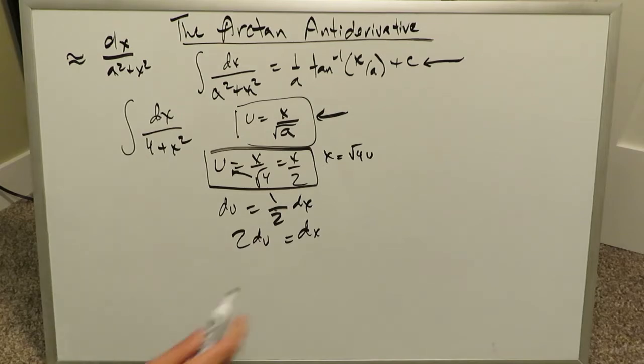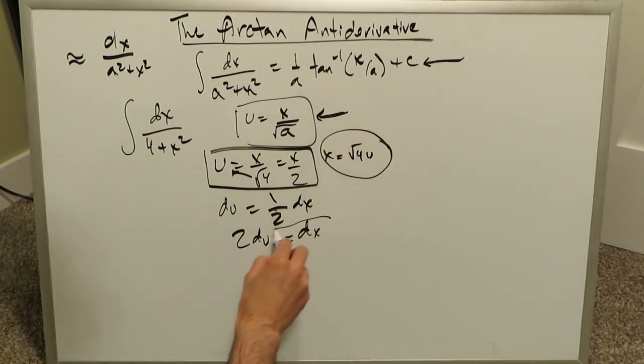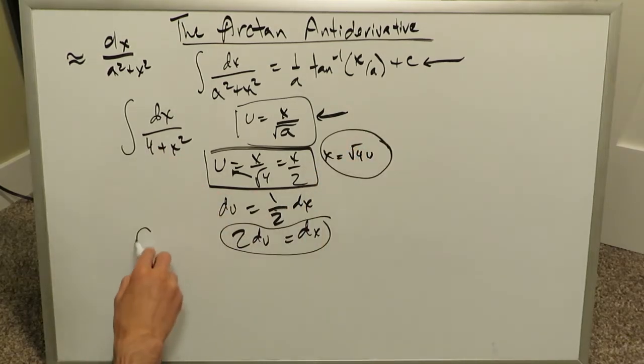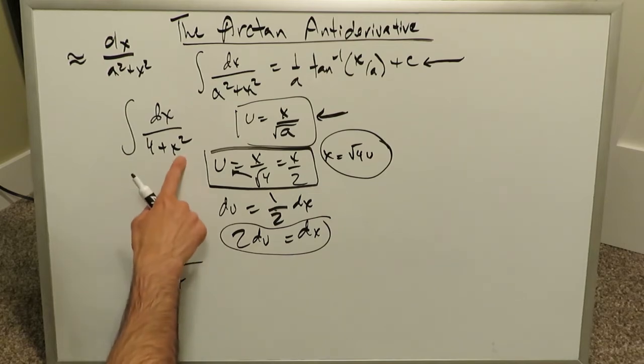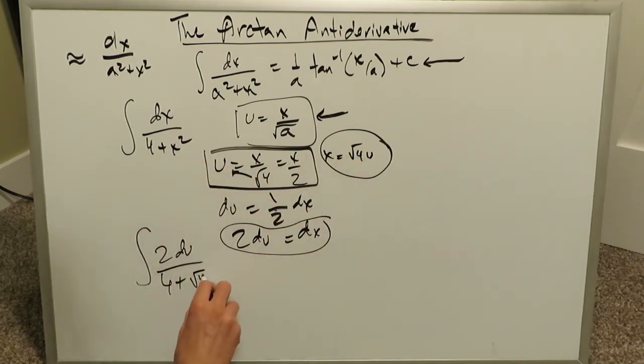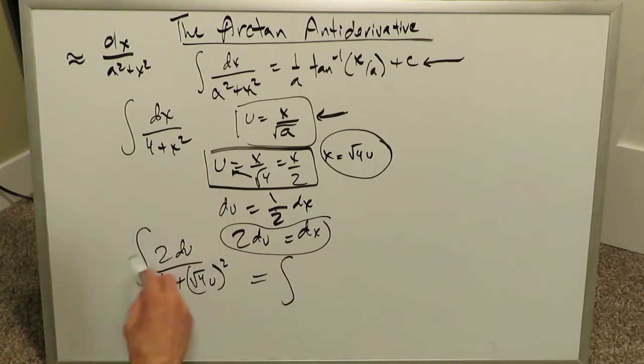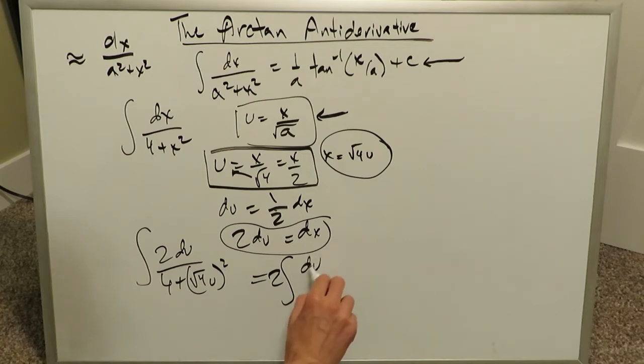And let's employ this into this equation form. dx has now become 2 du. You have a 4, nothing happens with that, and we know x is equal to root 4u, but you must square it because it's an x squared. When you play this out, what do you get? You can bring the 2 out. You have a du over 4 plus 4u squared.